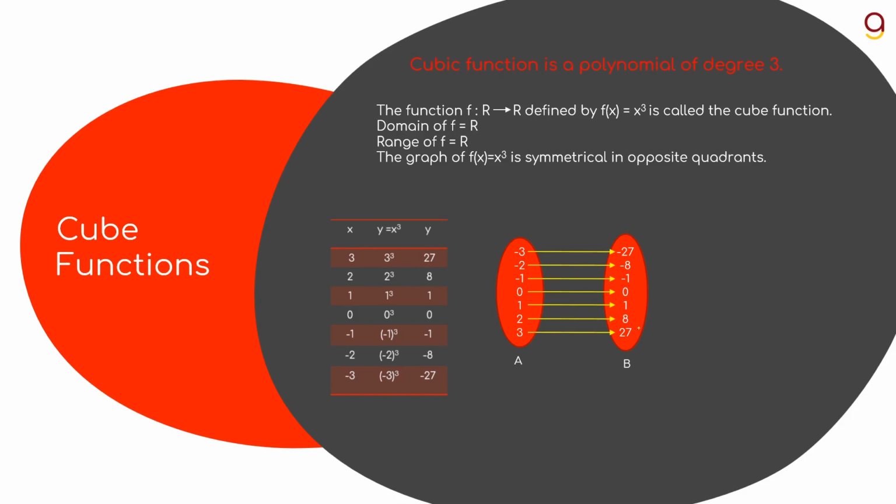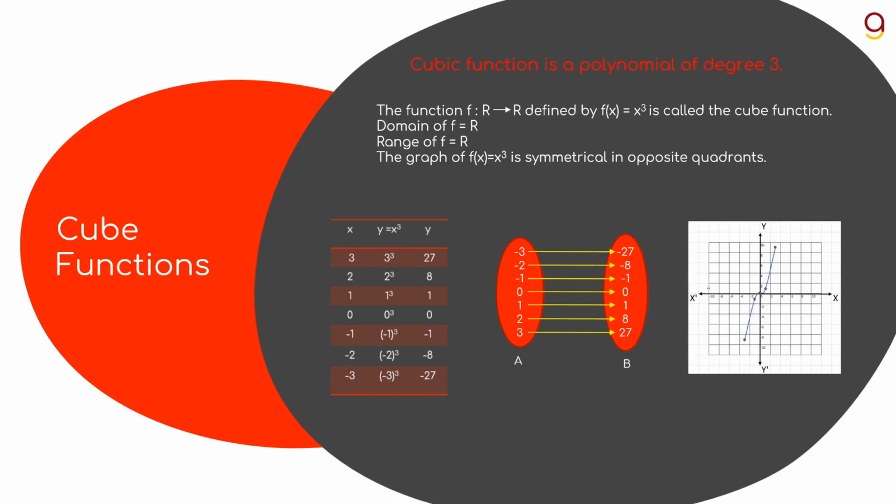Yes? Next, let's see the graph. If we plot the points given in this table on graph paper, the graph will look something like this. Fine. So this is the graph for a cubic function. The graph of f of x equals x cube is symmetrical in opposite quadrants. So this was all about the polynomial function, linear function, square function and cube function. Hope you are clear till here.